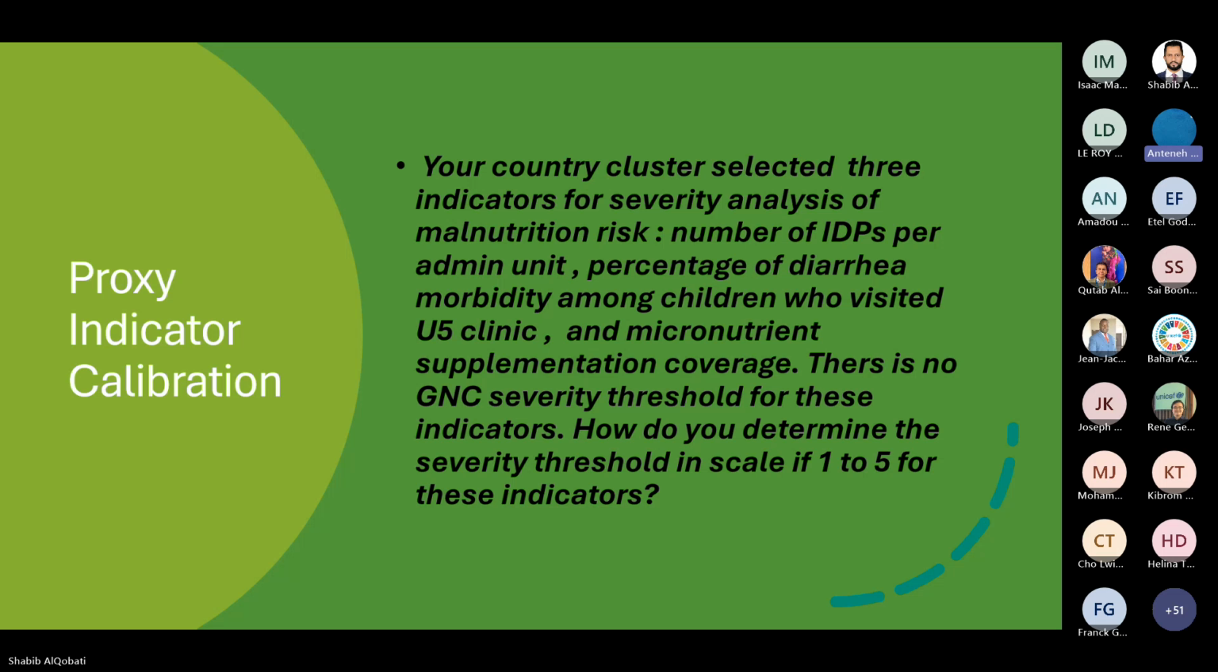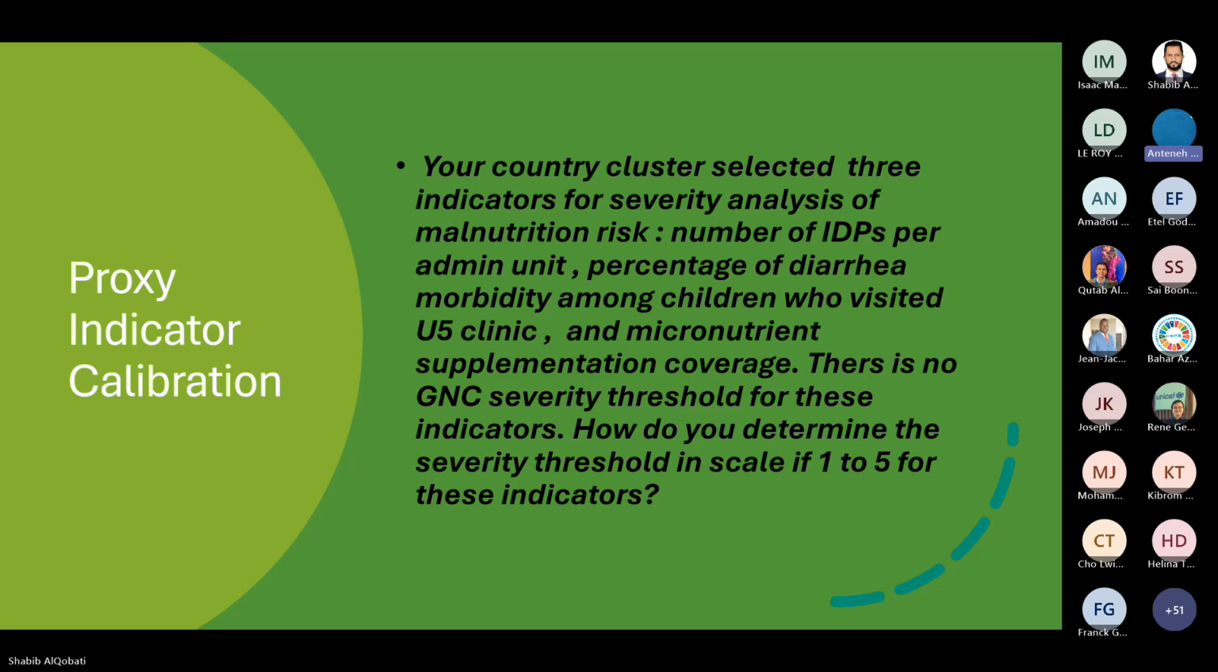So let's say in your country, you have selected 3 indicators for severity analysis of malnutrition risk. One could be the number of IDPs per admin unit, percentage of diarrhea morbidity among children who visited under 5 clinics, and you also included micronutrient supplementation coverage. Obviously, there is no severity threshold for these indicators. Now, the question is, how do you determine the severity threshold on a scale of 1 to 5 for these indicators? I think this is a very critical question.